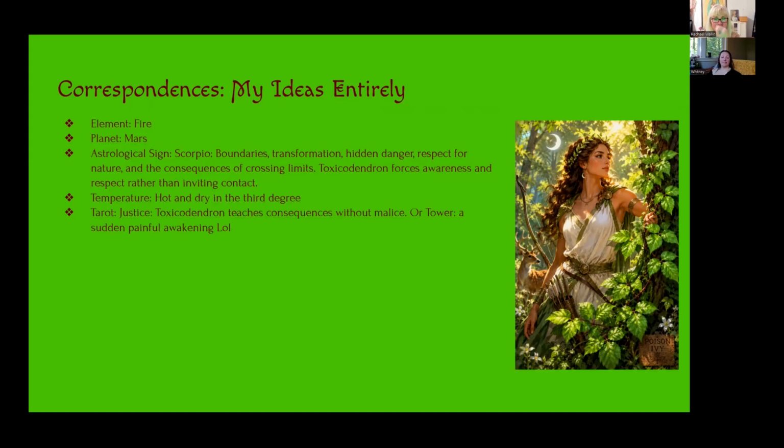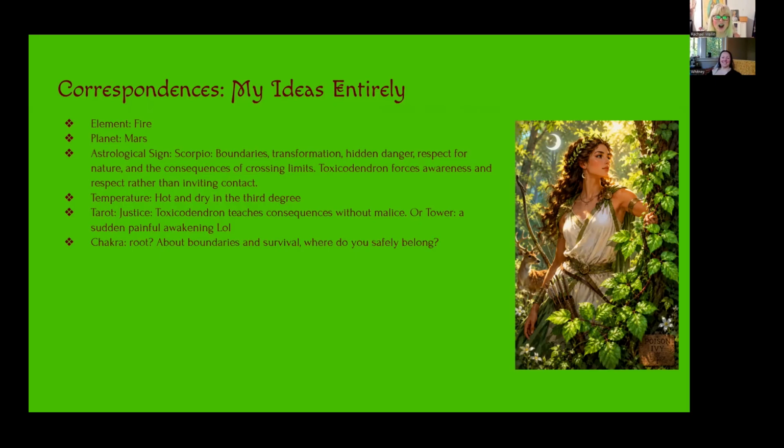And the tarot. So I picked 2, and I'm working slowly on doing these tarot videos. And the next one is Justice, so it was on my mind. But I feel like Toxicodendron teaches consequences without malice. Like, it doesn't hate you. It's just the consequences of touching me are that you're going to get messed up. Or maybe like the Tower, a sudden painful awakening, you get thrown over the edge. I don't know. Maybe either one of those.